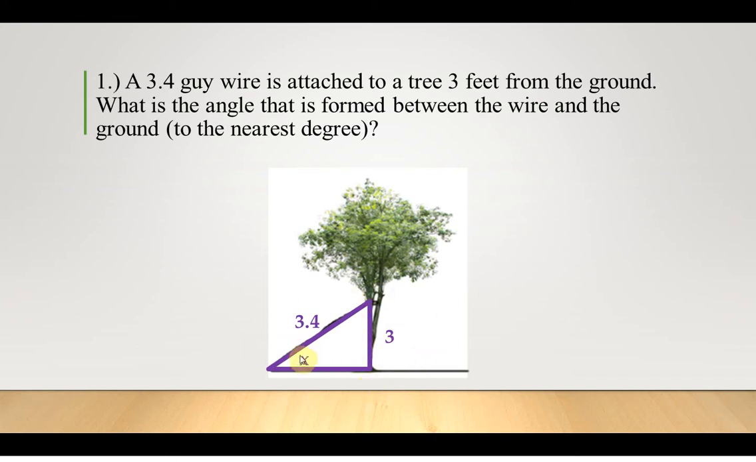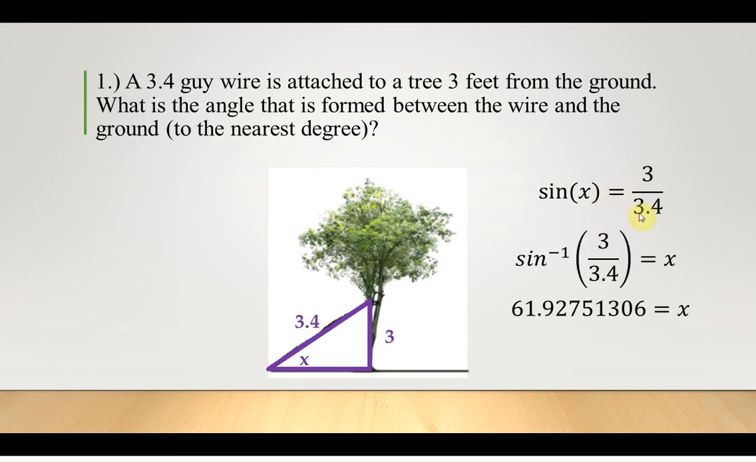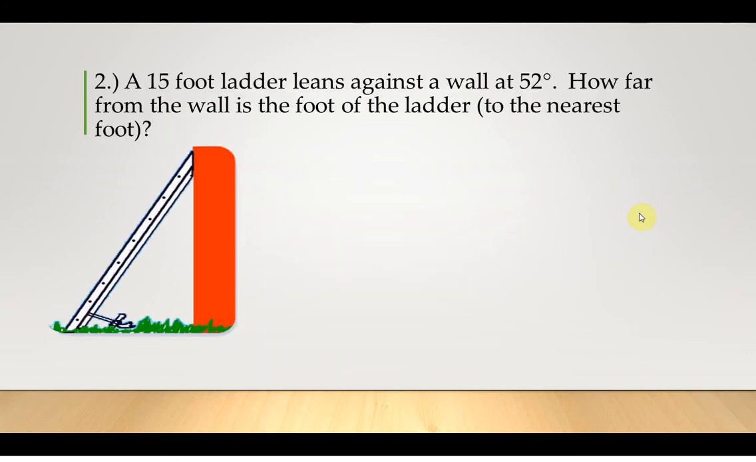So now that we have this picture, it's pretty easy to quickly label opposite and hypotenuse. I know that this is sine, and we perform the inverse of sine when solving for the angle. Now, we always wait to the end to round, and in this case, they want nearest degree, so we're going to say 62 degrees. Number 2, we have a 15-foot ladder leaning against a wall at 52 degrees.